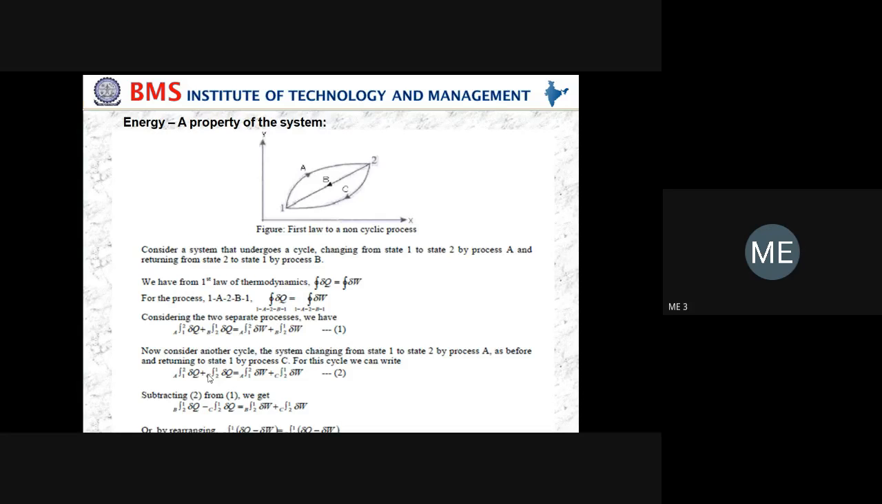Now we have to split that cyclic process into individual processes, that is integration of dq for the process 1 to 2 by following path A plus integration of dq for the process 2 to 1 by following path C. You should be very careful in writing the notation A, B, C. This equals the integration of dw by following path A, don't take B, integration of dw between the process 1 to 2 by following path A plus integration of dw for the path 2 to 1 following the path C. Now we call it equation number 2. First you write the cyclic process and then split it into two parts.